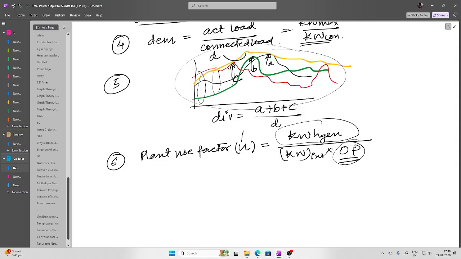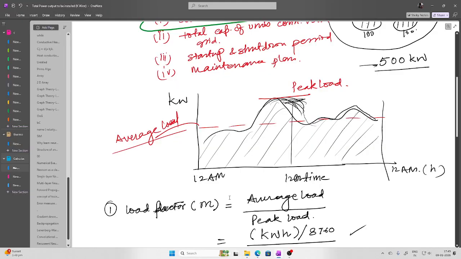So what is the importance of this use factor? This use factor will tell you how many hours or how many days or how many months your plant is not working properly or is not producing any power. So this is a very important factor when it comes to the power plant. Okay, so now you know about the load duration curve, that is the variation of load hour by hour.